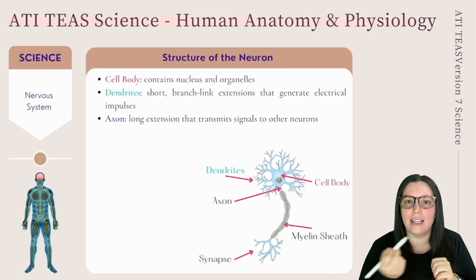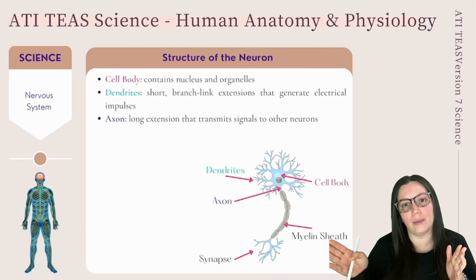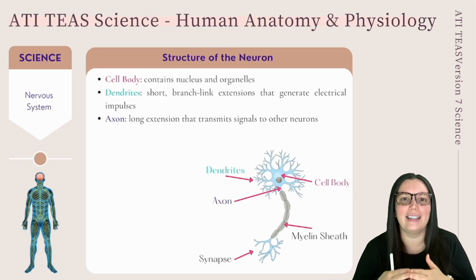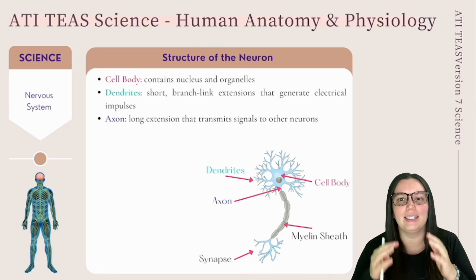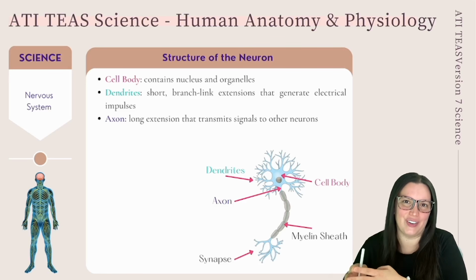Myelin sheath is that white fatty substance that covers the axon and helps to increase the speed of nerve impulses. And then lastly, synapses is the space between the terminal buttons of one neuron and the dendrites of another neuron.